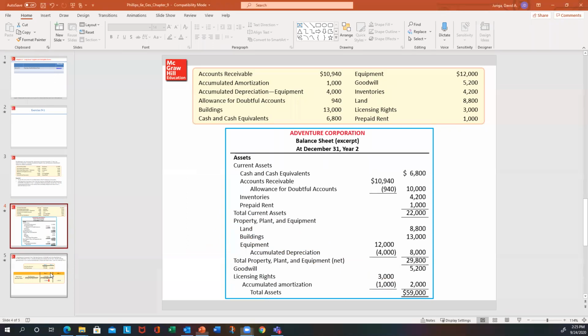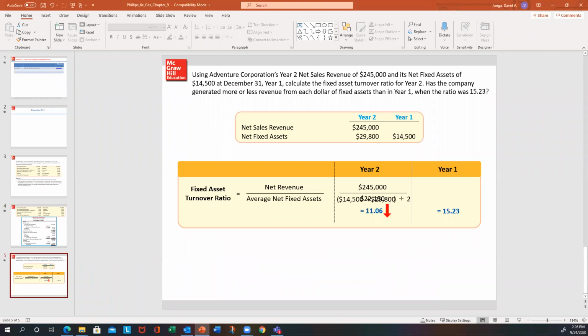All right. And then on your fixed asset turnover ratio, remember the formula is net revenue divided by average net fixed assets. So if the net revenue is $245, you've got beginning and ending assets of $14.5 plus the $29.8. You would average those in your denominator. You can't see that because these numbers are jumbled together, but you would divide those by 2 to get the average. And then you would get a turnover ratio of 11.06. And then I think compared to year 1, it was 15.23.